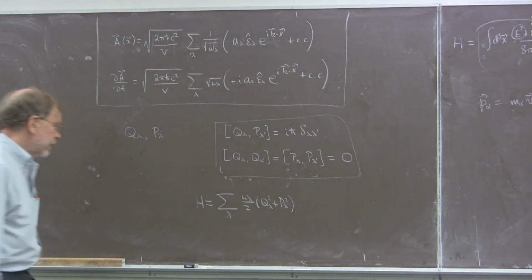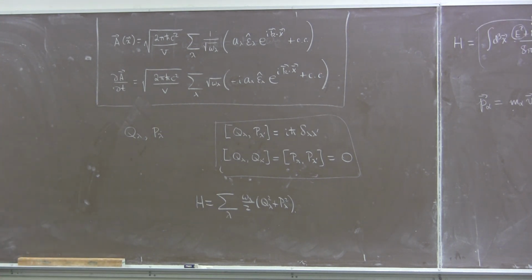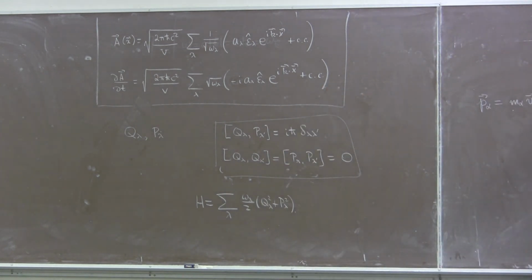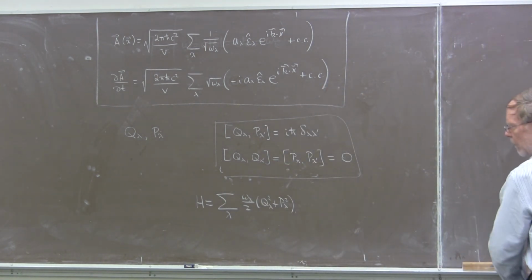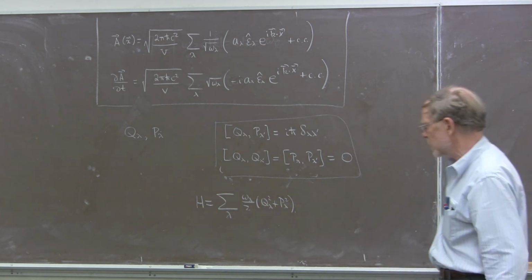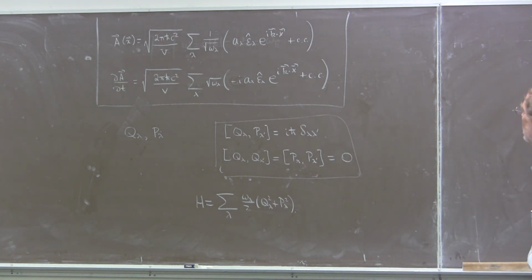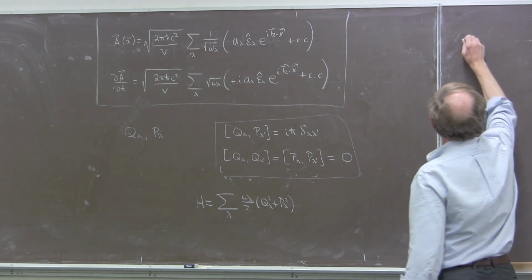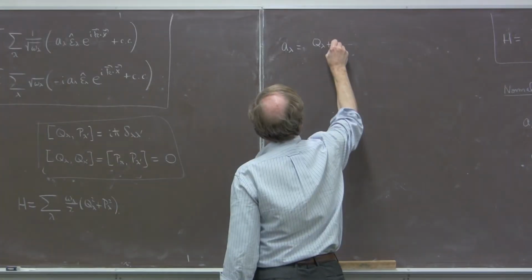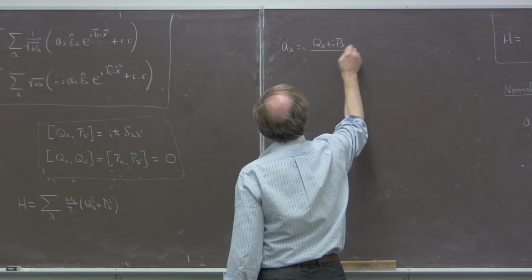Well, we recall what we did with the Dirac analysis of the harmonic oscillator. If we repeat that for this problem, the only difference being that we have an infinite number of one-dimensional harmonic oscillators, but for each one of them it's the same story. We introduce creation and annihilation operators. A lambda would be Q lambda plus i P lambda divided by the square root of 2 h bar.